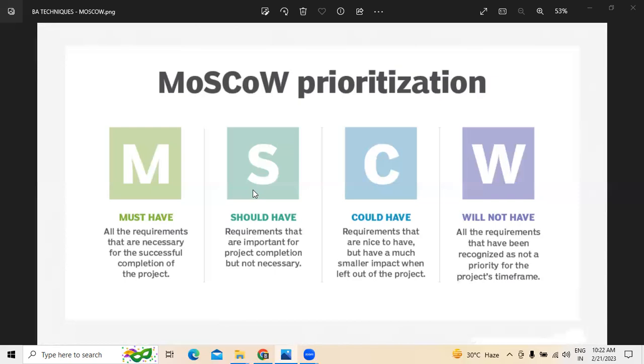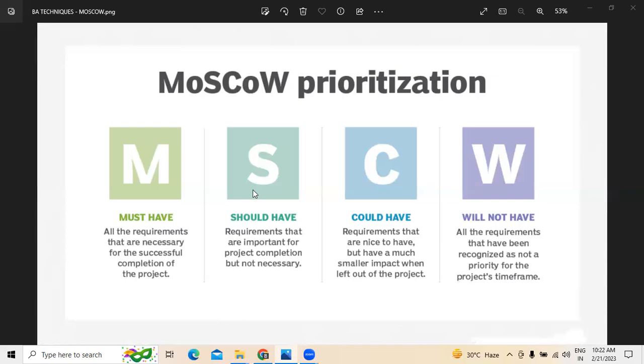Last but not least, will not have means these requirements are not taken into account at this level, because these requirements could be useful to us in the future. Whenever we are developing the solution at this point in time, these requirements may not be useful to us. But they may be useful in order to enhance the application in the future. That's what we generally call will not have.